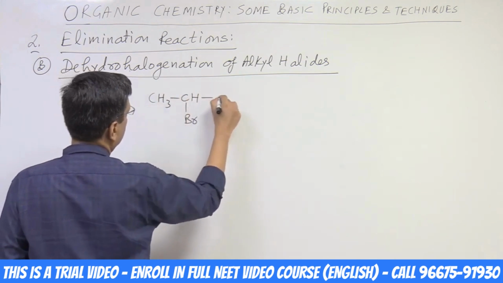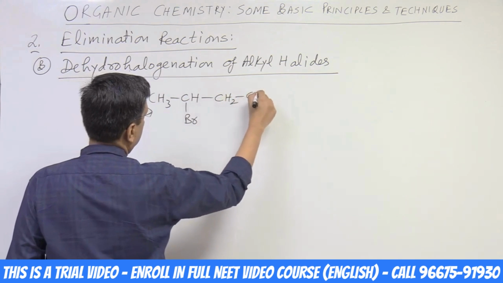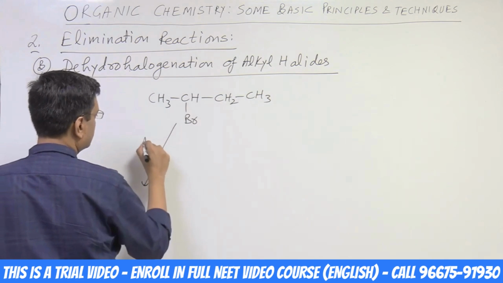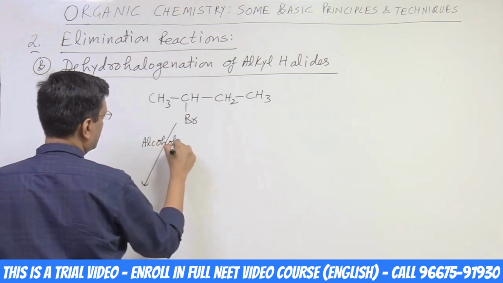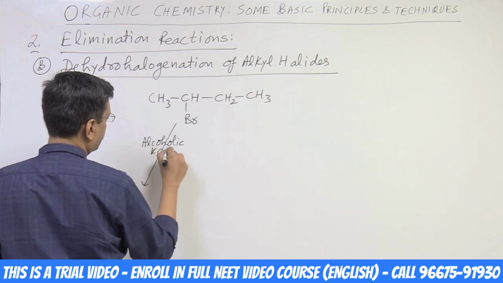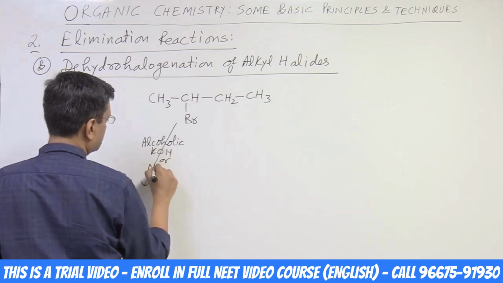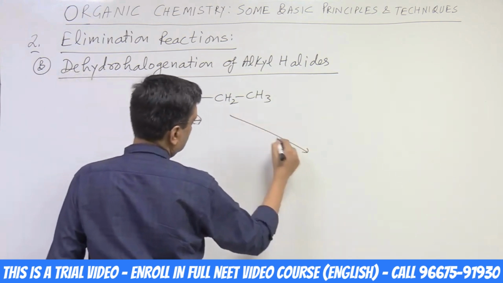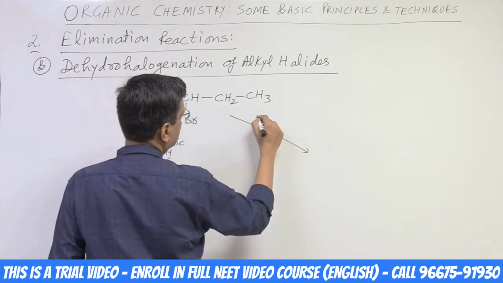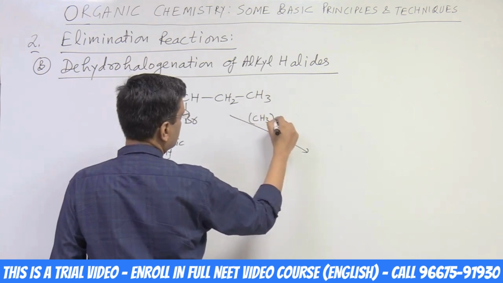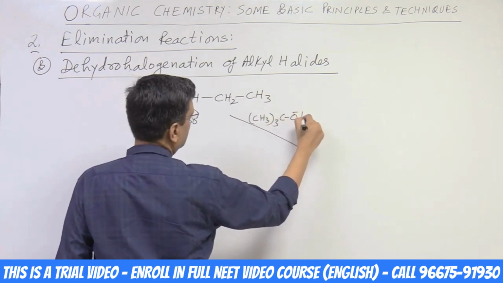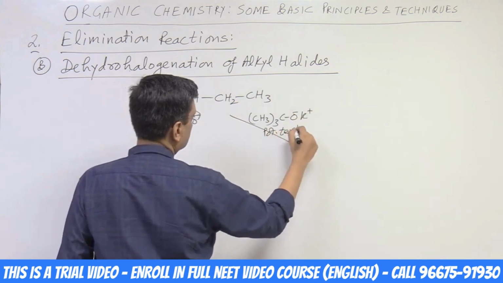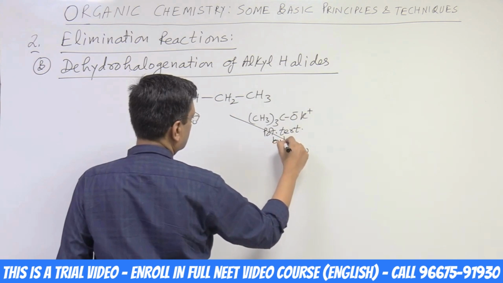Suppose you have 2-bromobutane and it is reacted with alcoholic KOH or NaNH2, or it is reacted with potassium tertiary butoxide.